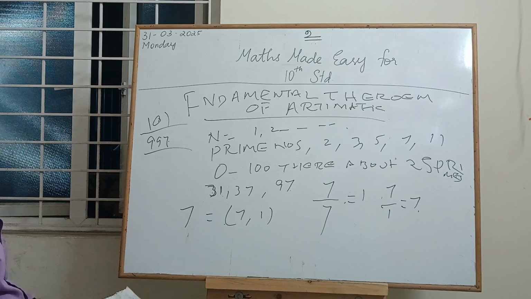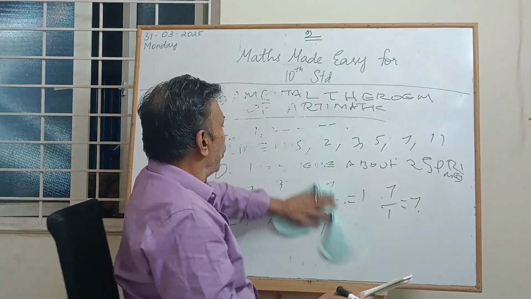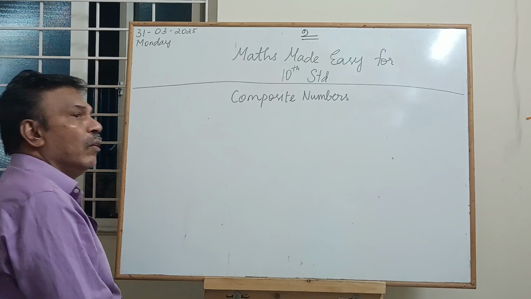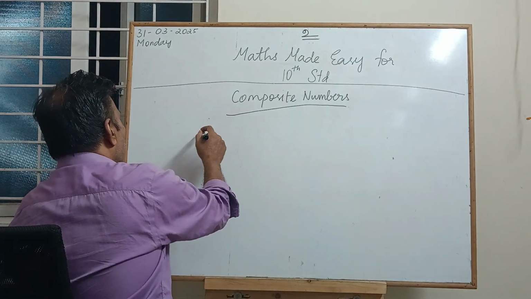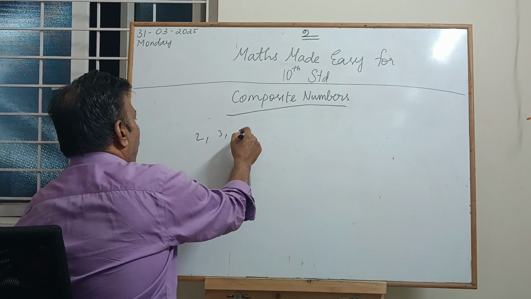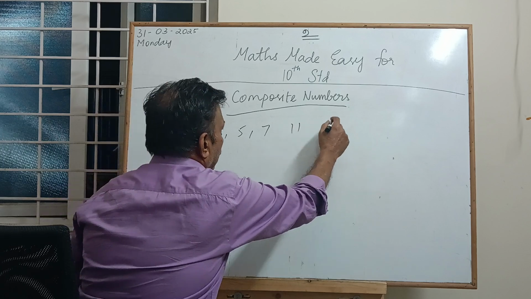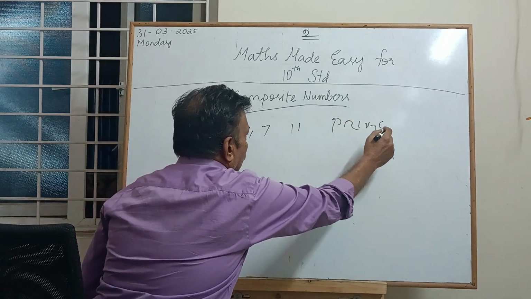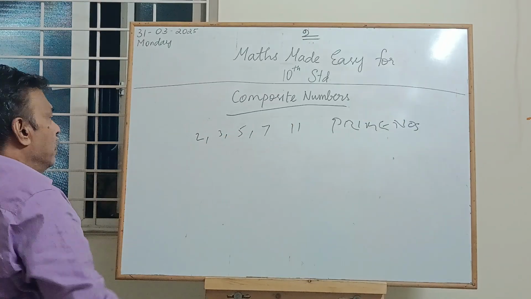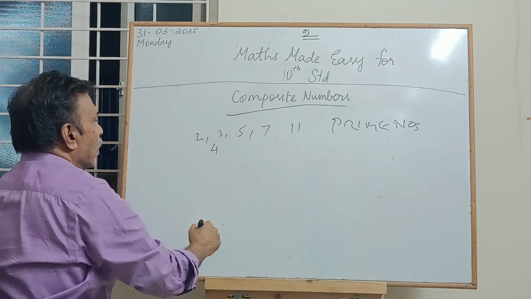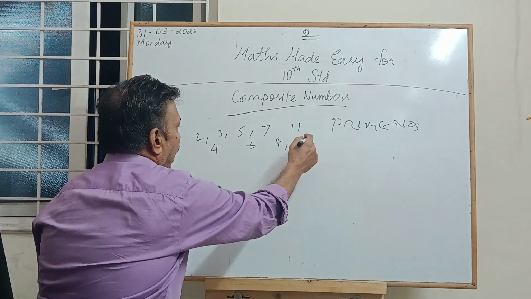Now next we come to the composite numbers. See, I told you 2, 3, 5, 7 and 11 are prime numbers, that is, these numbers cannot be divided. Suppose 4 comes, then 6, 8 and 9.